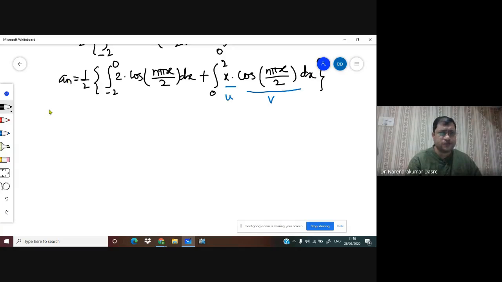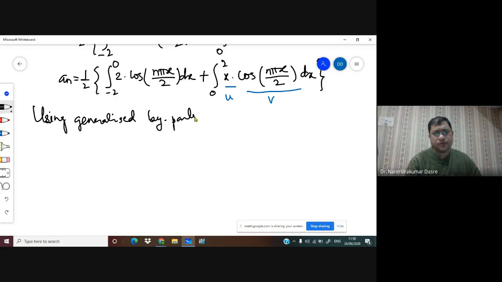So this is an. Then we can say, using the generalized integration by parts rule, we get an is equal to half of... Okay. Now this 2 remains as it is.